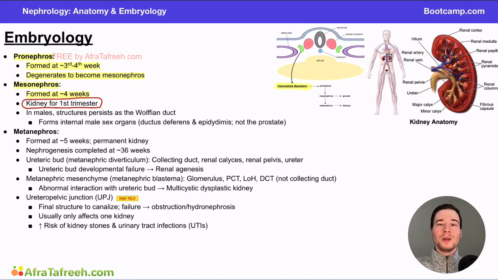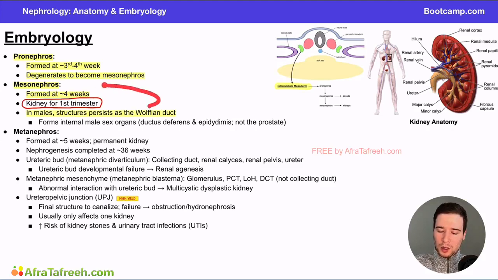But keep in mind, this mesonephros is not around for very long. It starts to develop some of the things we recognize as structures in the kidney, such as Bowman's capsule, but it's only there for approximately a week. The key thing I want you to know here is that in males, some of these structures persist as the Wolffian duct. This is sometimes also called the mesonephric duct, relating to its name, the mesonephros. And the reason this is important is because it forms the internal male sex organs, including the ductus deferens and the epididymis, but not the prostate.